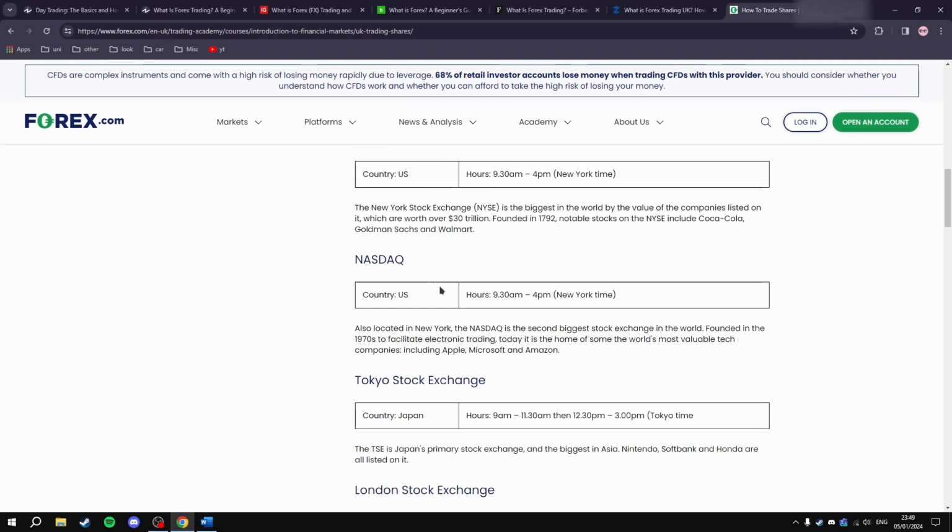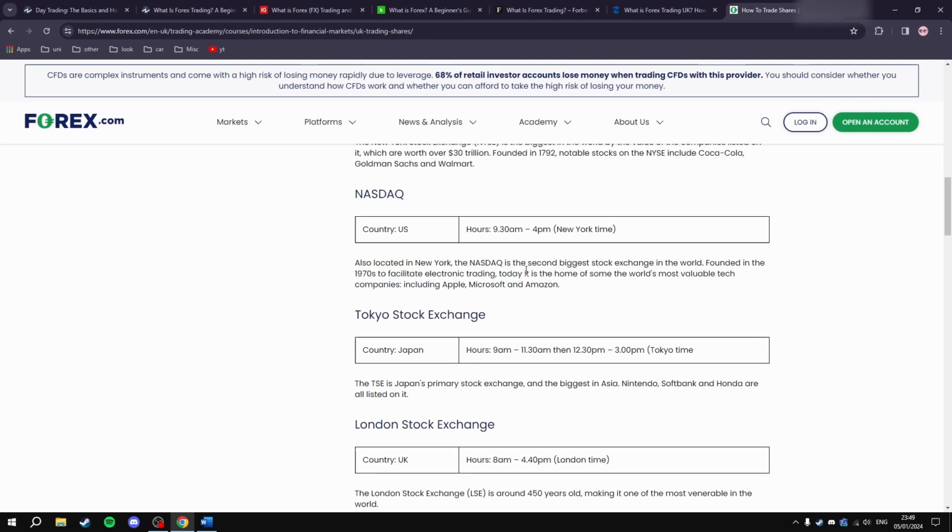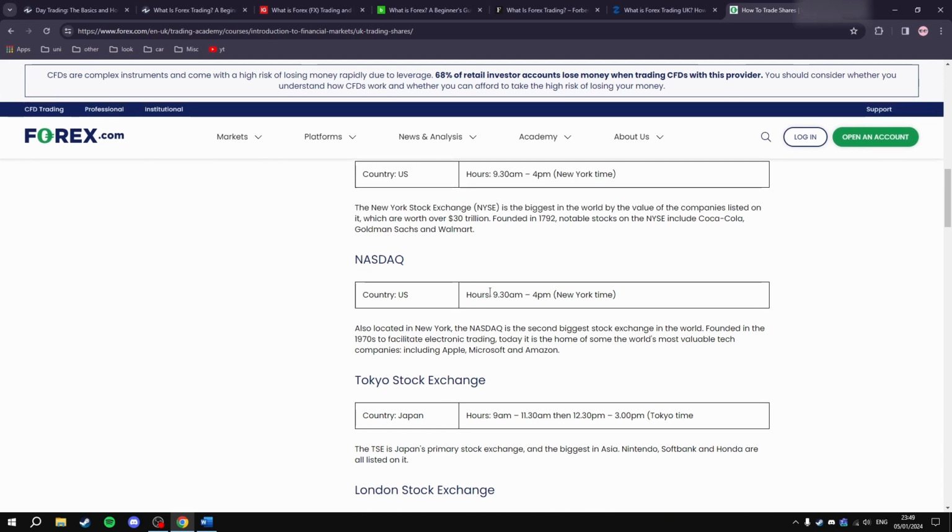Nasdaq, country US, hours 9:30 to 4 p.m. New York time, same time. They are also located in New York. Yep. The Nasdaq is the second biggest stock exchange market in the world, founded in the 1970s to facilitate electronic trading. Today it is the home of some of the world's most valuable tech companies, including Apple, Microsoft and Amazon.